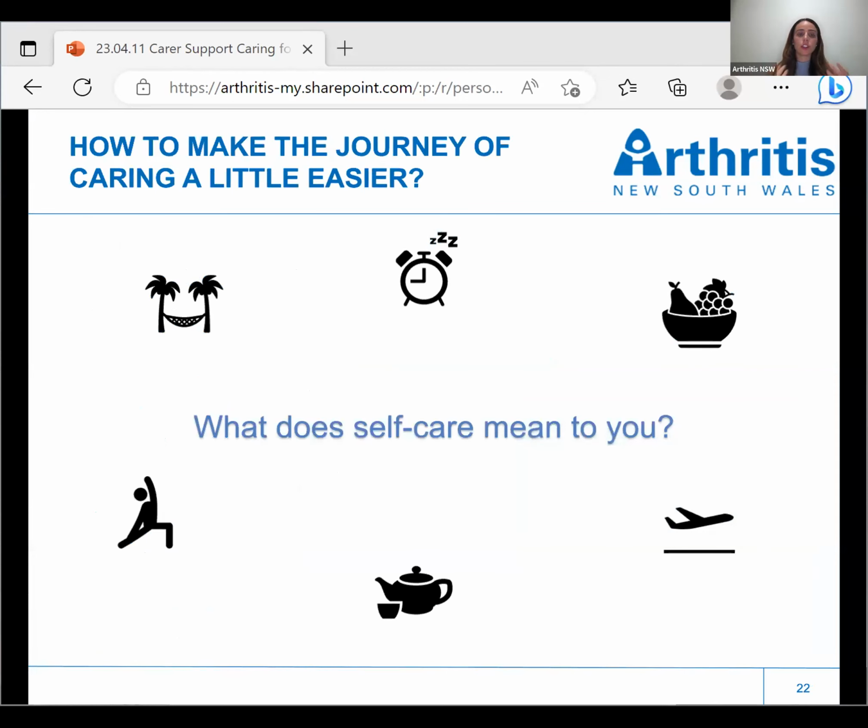So I want you to think about what does self-care mean to you? Taking some time out for yourself to do the things that you enjoy, even just for a couple of minutes a day, can really help reduce stress and boost your mood. So I want you to think about what's important to you, what do you value, and what do you enjoy? If you want to share some of those things in the chat box, I'd love to see what are the most important things to you if you're reflecting on self-care?